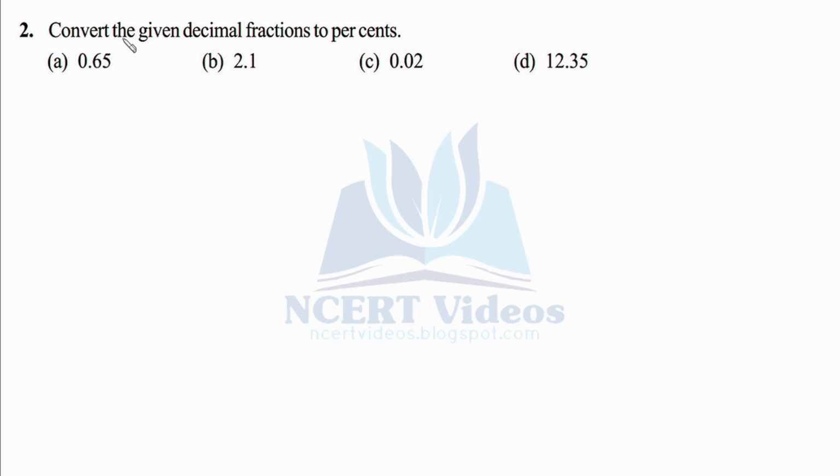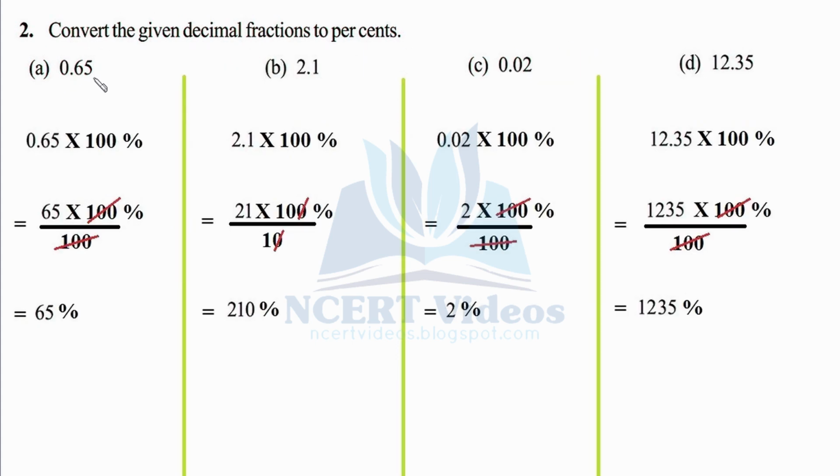Question second. Convert the given decimal fractions to percents. A 0.65, B 2.1, C is 0.02, D is 12.35. The first decimal given to you is 0.65. Again, we have to multiply with 100%. So we break it down to 65 over 100 because the decimal is separated and it is converted to a fraction. You know it very well how it came. Into 100 as it is. Now you can cancel 100 over 100. Percentage remains intact and 65 as it is. Therefore, 0.65 is equal to 65%.